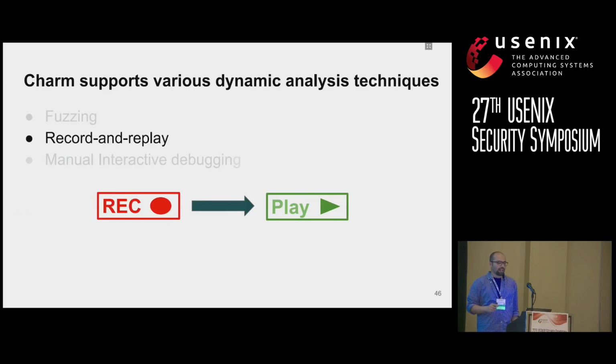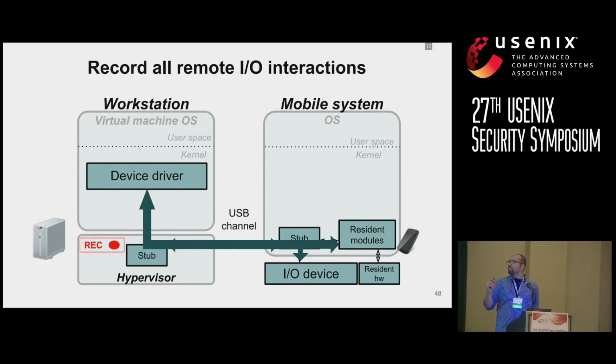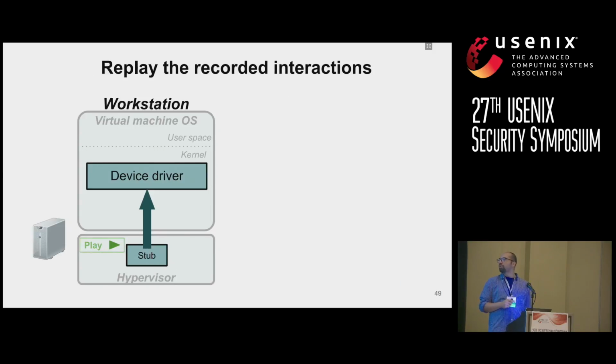The next dynamic analysis that we tested on our system is record and replay. Record and replay, especially for mobile device drivers, is challenging without our system. But because in our system, all of the interactions of the device and the driver go through well-defined interfaces, which all go through our stub in the workstation hypervisor, we can record all of these interactions in some logs while we do the recording. And when we're replaying the virtual machine, we can use our log to replay all of these interactions.